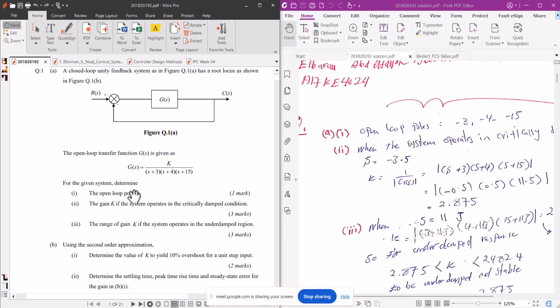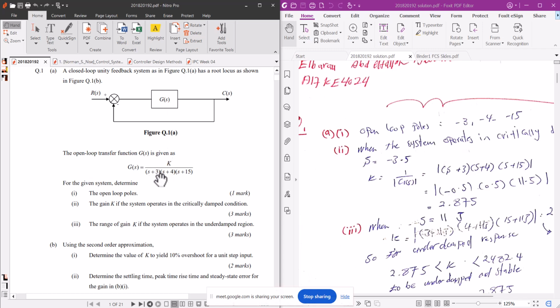For this given system, determine the open loop poles. The open loop poles, we make the denominator here equal to 0. Make the denominator equal to 0 and you will get the poles, the open loop poles. These are the open loop poles. G of s is the open loop transfer function.